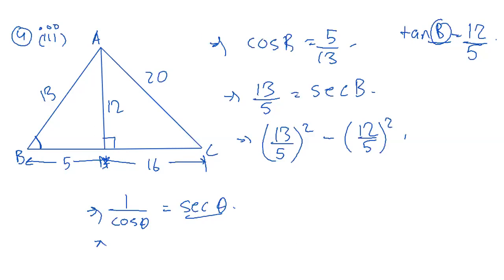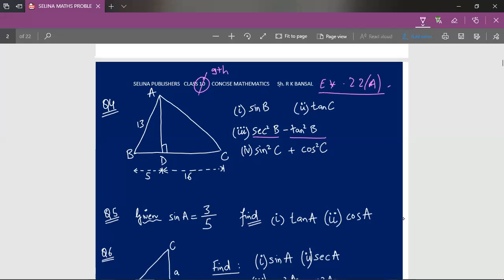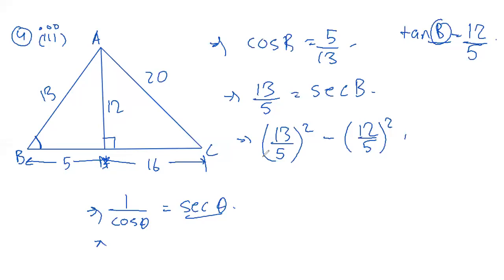Okay. So we'll move on to our question. Secant square B minus tan square B. No need to write the alphabets. We have to find out the value. So we'll solve that. 13 upon 5 whole square basically means 13 square upon 5 square. So 13 square upon 5 square minus 12 square upon 5 square.